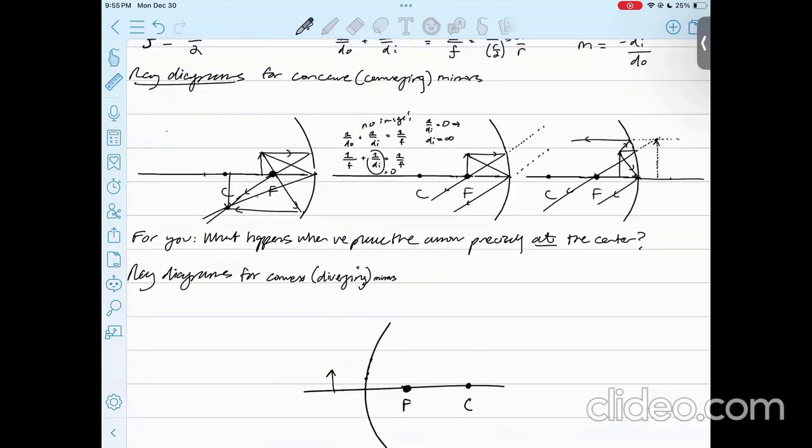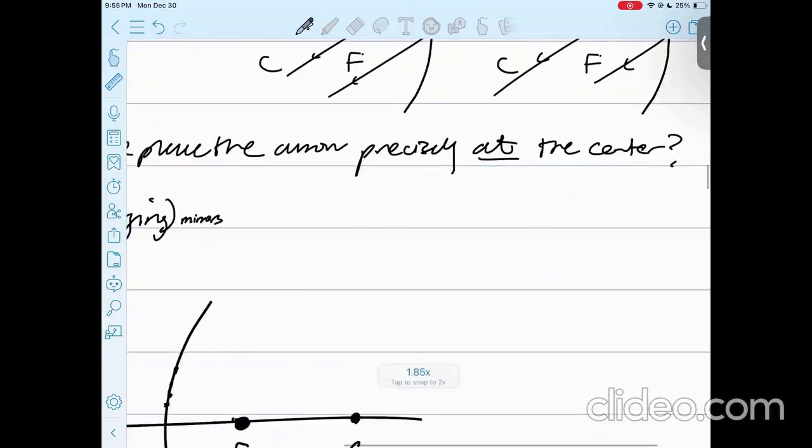Yeah, so I put this question here. What happens if we place the arrow precisely at the center? And the reason I put it as a question instead of doing it myself is because I got lazy. But what happens is that your image is formed exactly where your object is, except that it's inverted. The way to see that is to apply this directly.